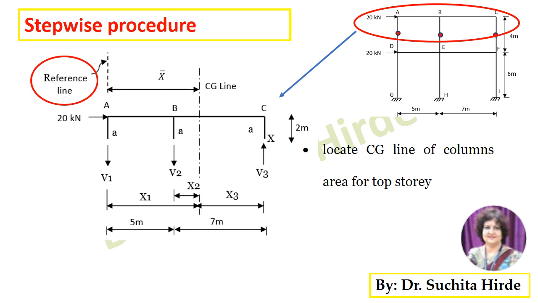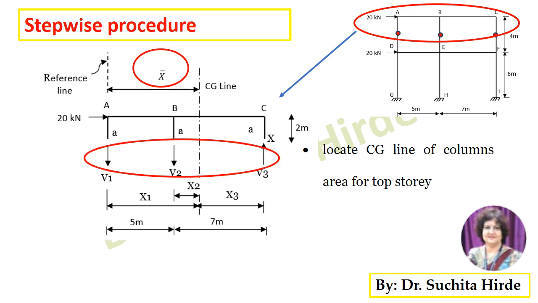Consider the leftmost column as reference. So draw a reference line at the first column. Then draw a CG line and consider the distance as x bar. Then draw the axial forces in columns V1, V2 and V3.